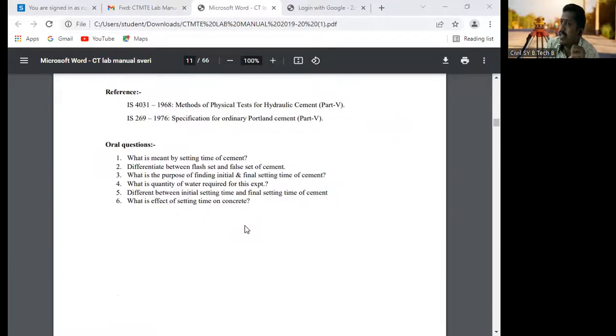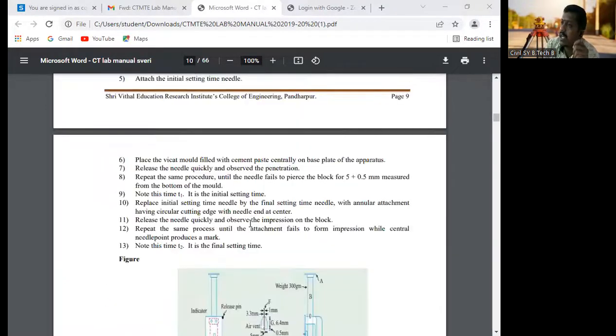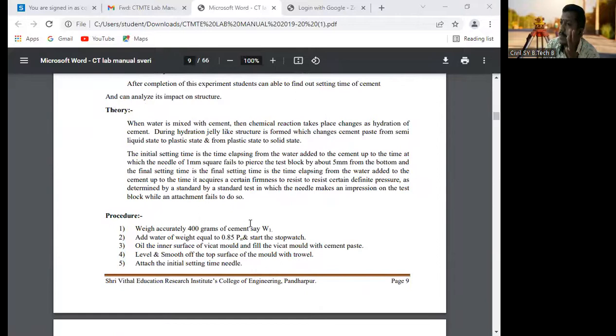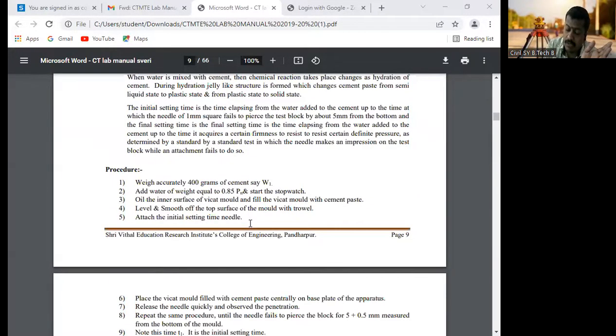Okay. So in this way, we are going to perform the experiment. The rest things are very simple and very clear, similar with that consistency test. ठीक आहे. जसे आपली कन्सिस्टन्सी आहे ना, तसंच आपले सेटिंग टाइम सुद्धा आपल्याला फायनल करायचं. सेम प्रोसिजर. 400 ग्राम सिमेंट घ्यायचंय. फक्त फरक काय? वॉटर घेत असताना फक्त आपली जी काही कन्सिस्टन्सी आली होती त्याच्या 85% वॉटर घ्यायचे तुम्हाला.